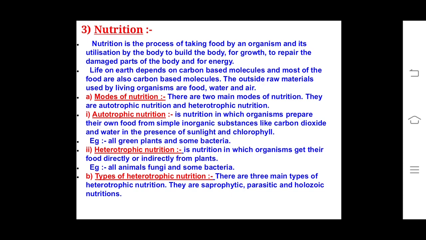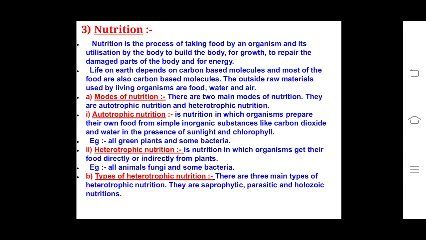Autotrophic nutrition is the nutrition in which organisms prepare their own food from simple inorganic substances like carbon dioxide and water in the presence of sunlight and chlorophyll. So autotrophic means the organisms prepare the food themselves. Prepare here, we should not confuse with cooking the food in the kitchen.